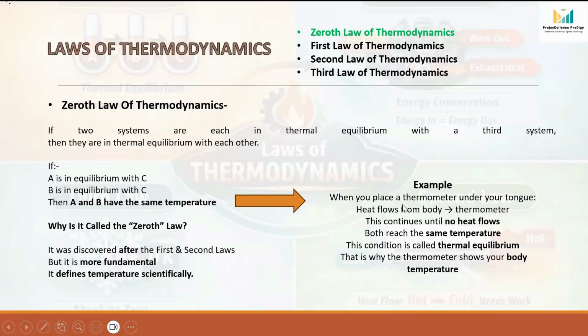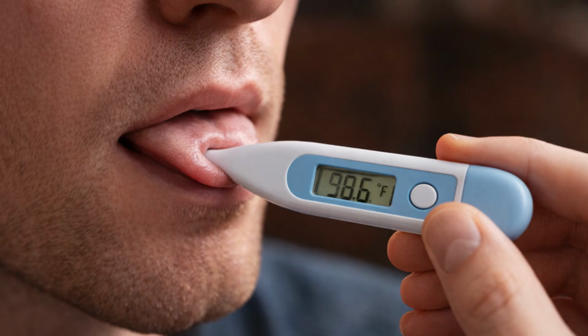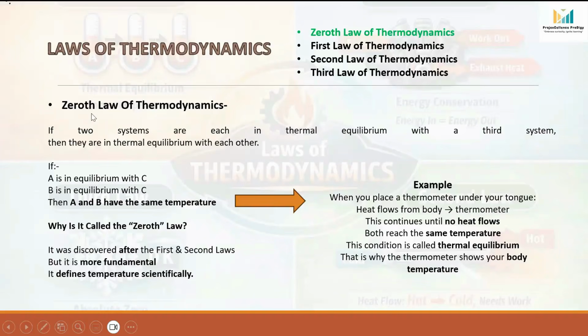Let's understand this with a daily life example. When you place a thermometer under your tongue, heat flows from your body to the thermometer. And this heat transfer continues until no more heat flows between your body and the thermometer. At that point, both your body and the thermometer reach the same temperature. This condition is called thermal equilibrium. And that is exactly why the thermometer is able to show your body temperature accurately. So the zeroth law tells us that temperature equality is the basis of all thermal measurements.